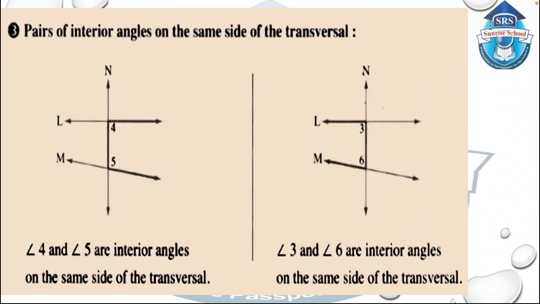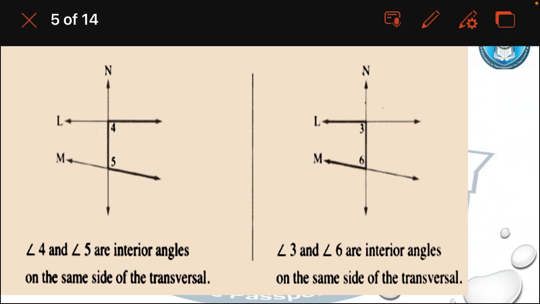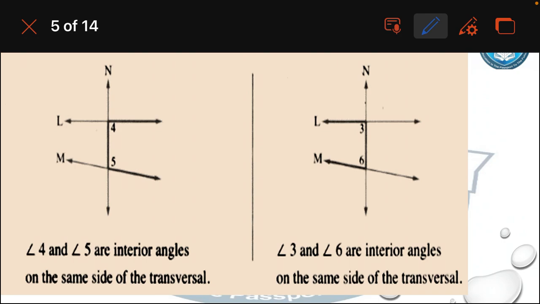Let's go through the angles on the same side of the transversal. As you can see, 4 and 5 are interior angles on the same side of the transversal, and 3 and 6 also. They are on the same side and also inside.